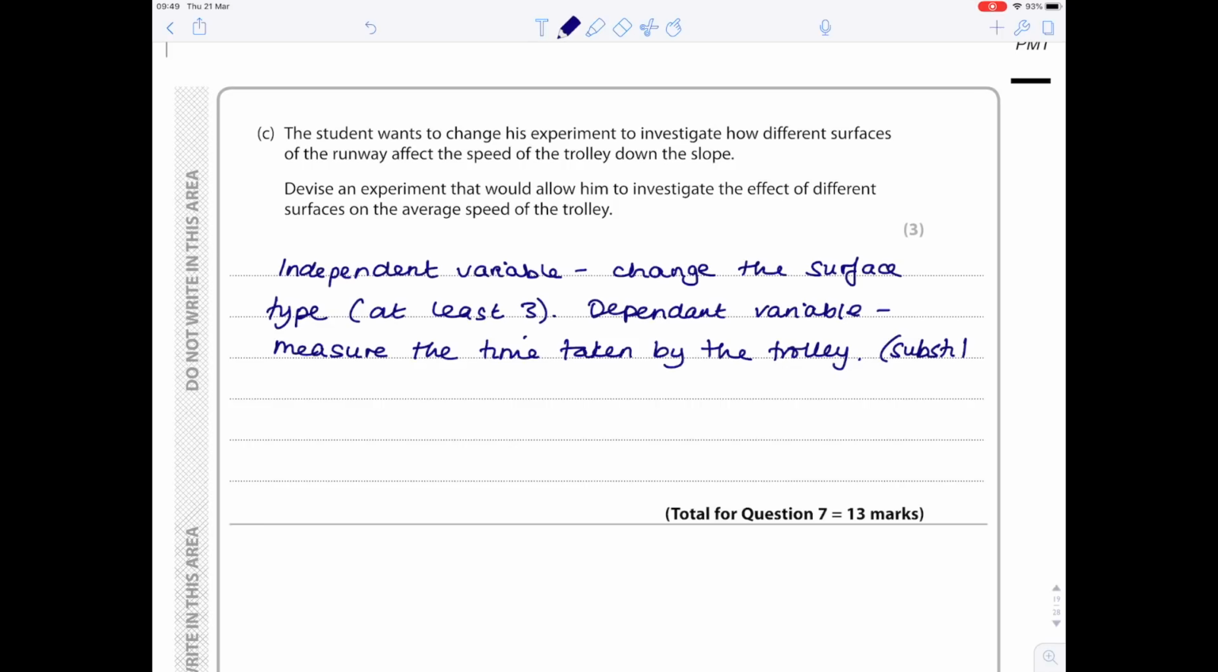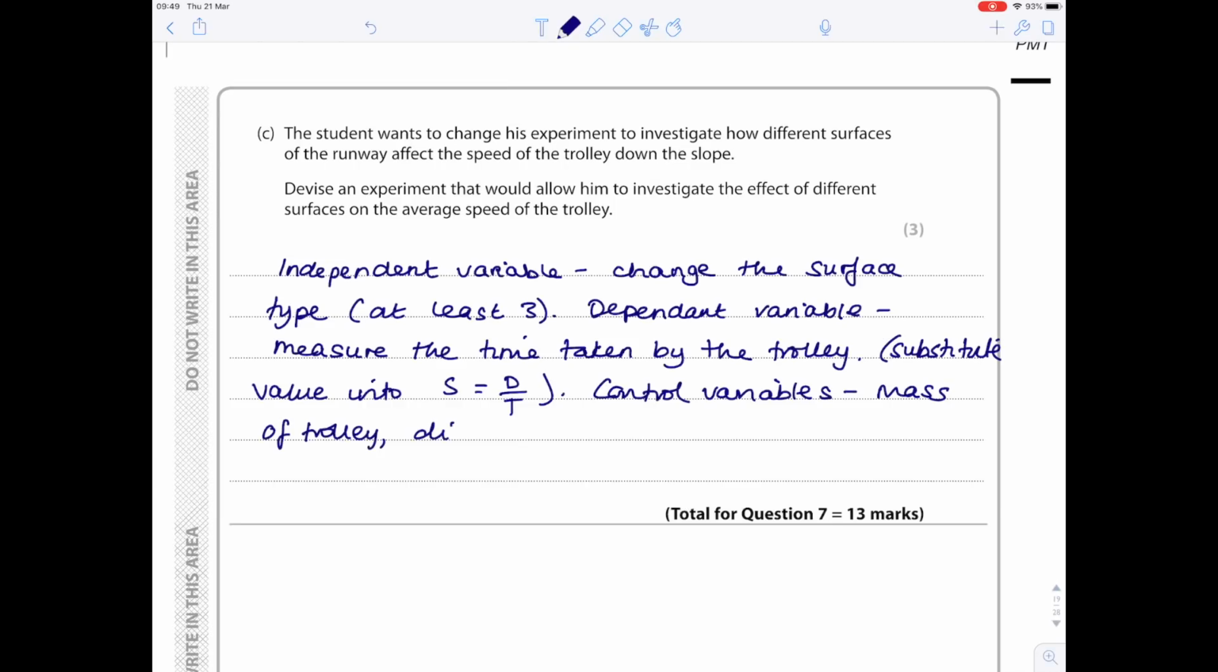Substitute value into speed. Control variables include the trolley itself, so its mass, and the distance obviously travelled by the trolley, and lastly, angle of slope. And then, as I said previously in this question, repeat, and calculate an average. Make sure you have that phrase set in your mind.